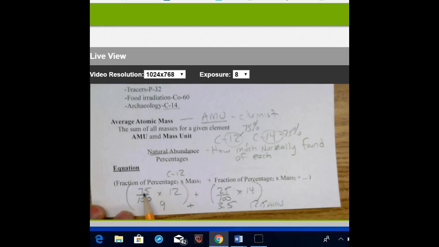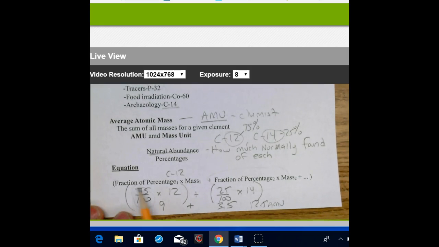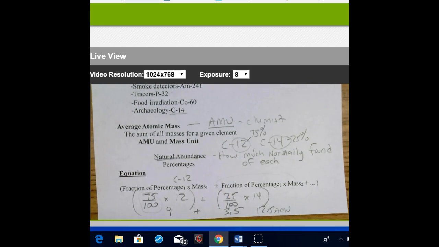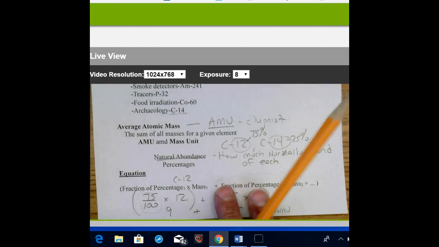You just take whatever the fraction of the percentage is times that atomic mass, and then you just keep adding together however many isotopes you have. Now I'm going to show you an example problem. You have a worksheet to do on these. Let me just review though really quick.